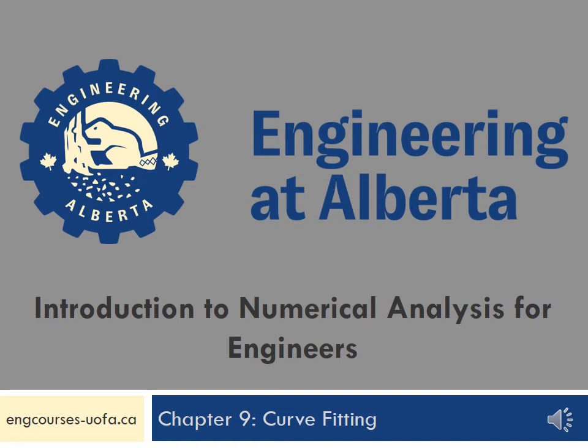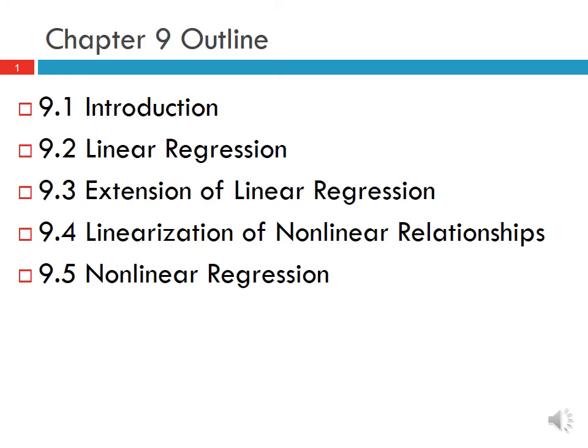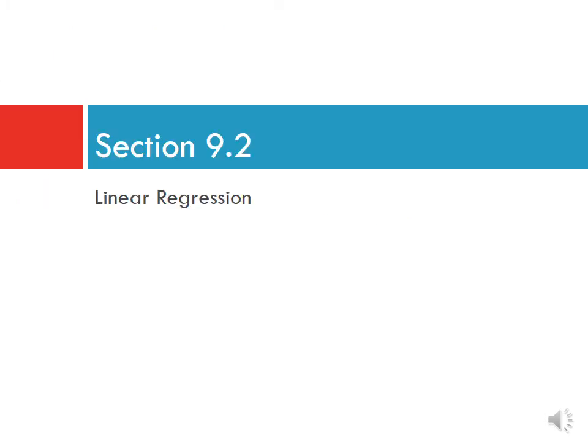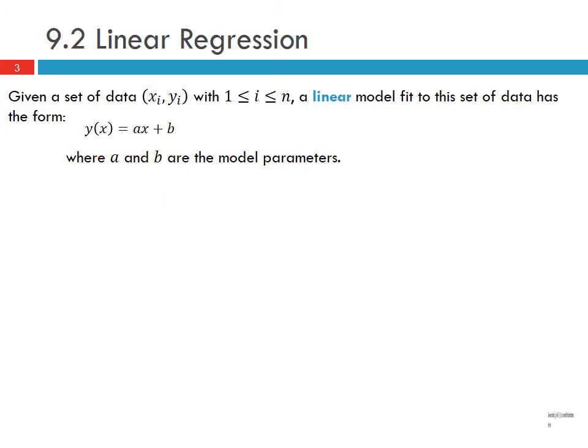In this video, we are continuing our discussion of curve fitting, and in particular, we are talking about linear regression. So given a set of data in the form xi, yi, where i goes from 1 to n, a linear model fit to this data has the form y of x is equal to ax plus b, where a and b are the model parameters.